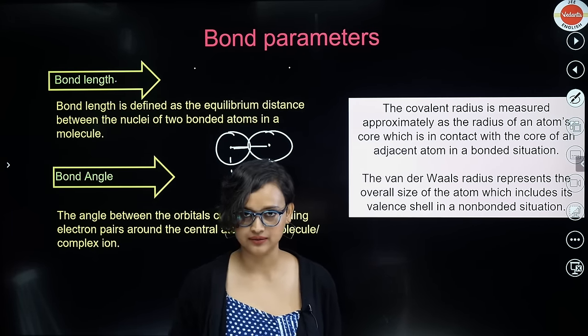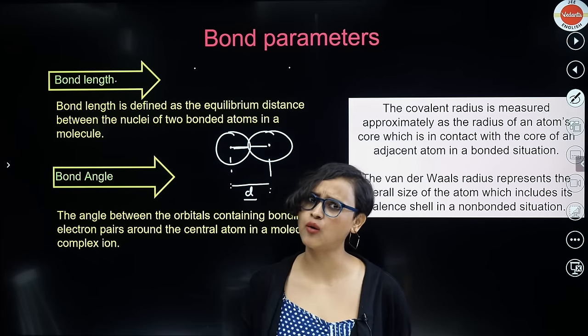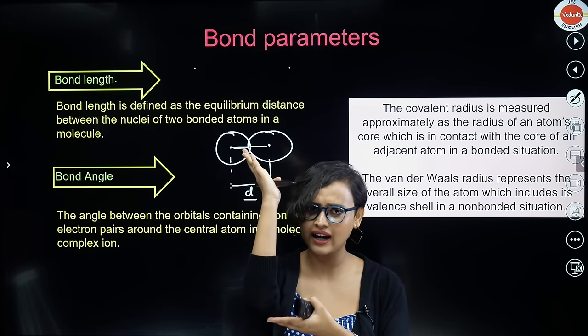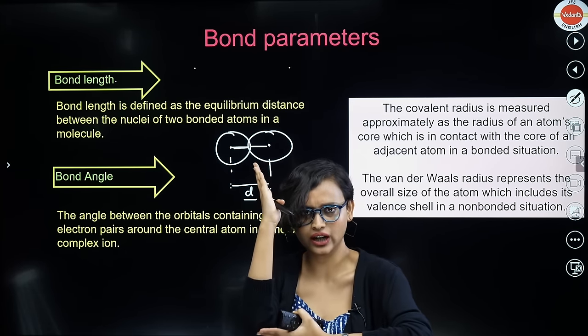Now, what is bond angle? Once again, it's not a line. Then how are we finding out the angle? Angle can be between two lines. No, that's what we have learned, isn't it?